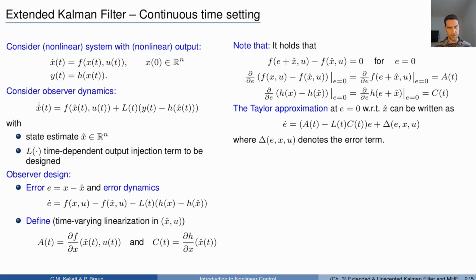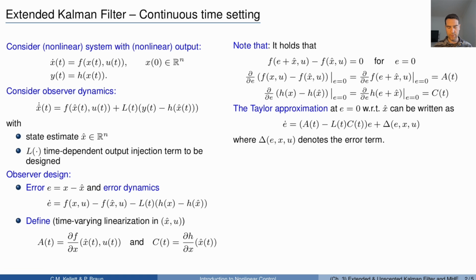If we then additionally rewrite the term f of x, u in terms of e and x hat, then it follows trivially that if we take the mismatch here and evaluate that at 0, then this term is equal to 0. And if we take the derivative of this component with respect to e and evaluate it at e equal to 0, then we end up with this matrix A of t. Similarly, if we do the same calculations with respect to the output map, we end up with C of t.